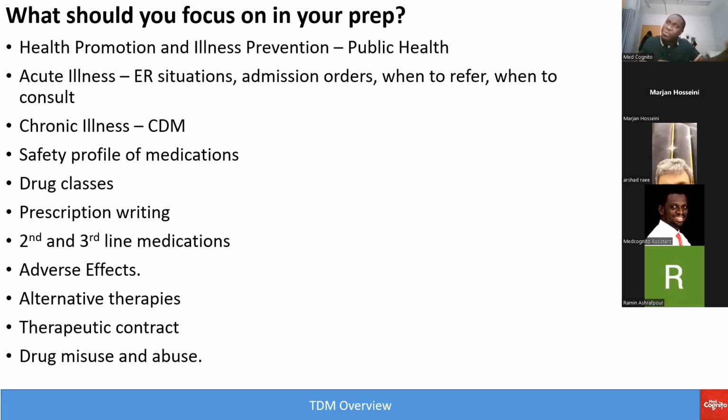Why do people go for these ones? And what's the indication for them? And which medications may interact with those medications if they use? And you also have to learn a lot about drug misuse and abuse.